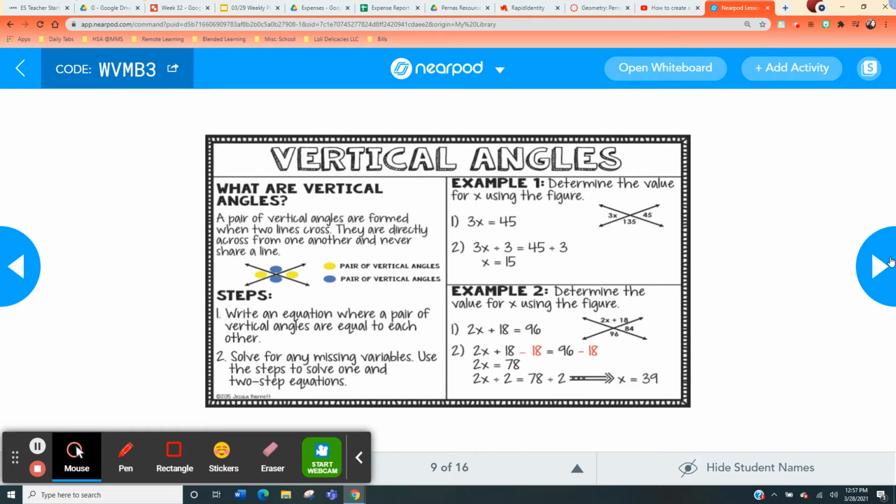Vertical angles are a pair of angles that are formed with crossed lines, and they are directly across from each other. And we have some examples of equations there as well.